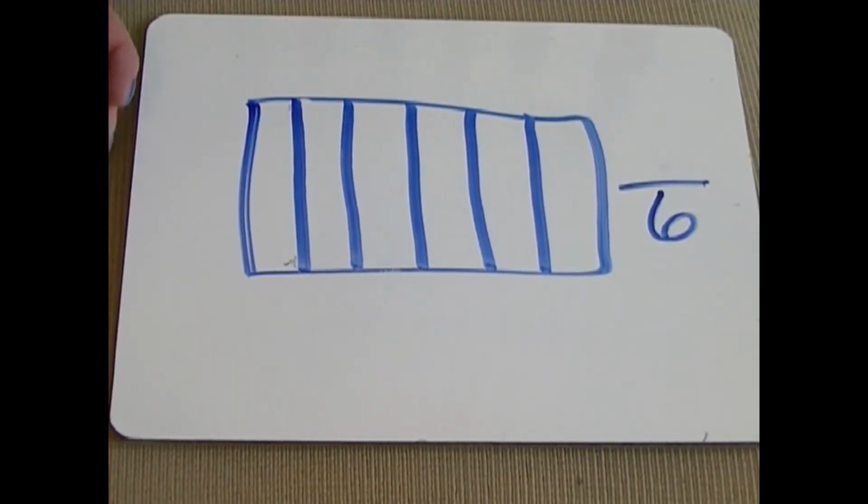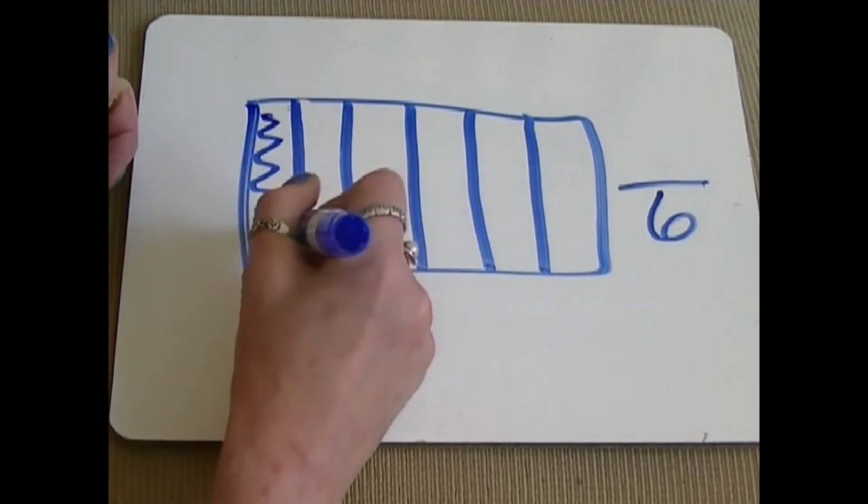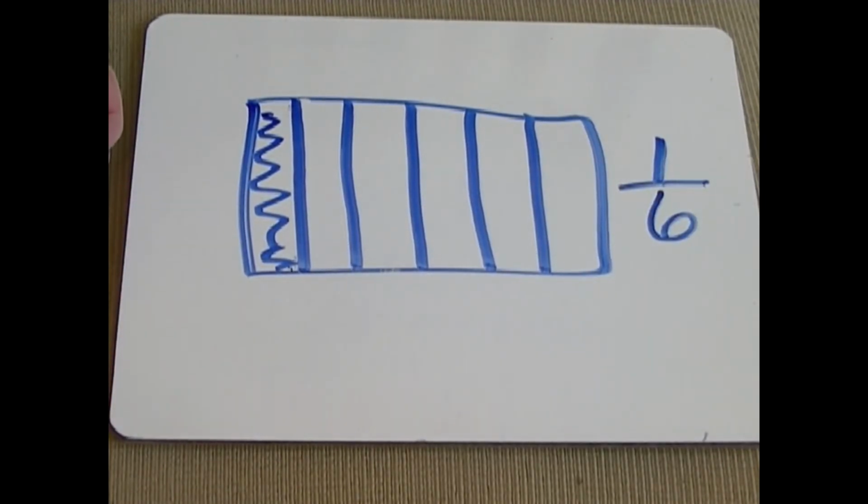Now, what if you had a shape like this? What if you had a rectangle that was divided up into 6 equal sections? And what would you do if someone said, will you please color in 1/6 of that shape? Great thinking. That's right. You're just going to color in 1 out of 6 pieces. So I would just do this. That's 1/6 of my shape colored in.